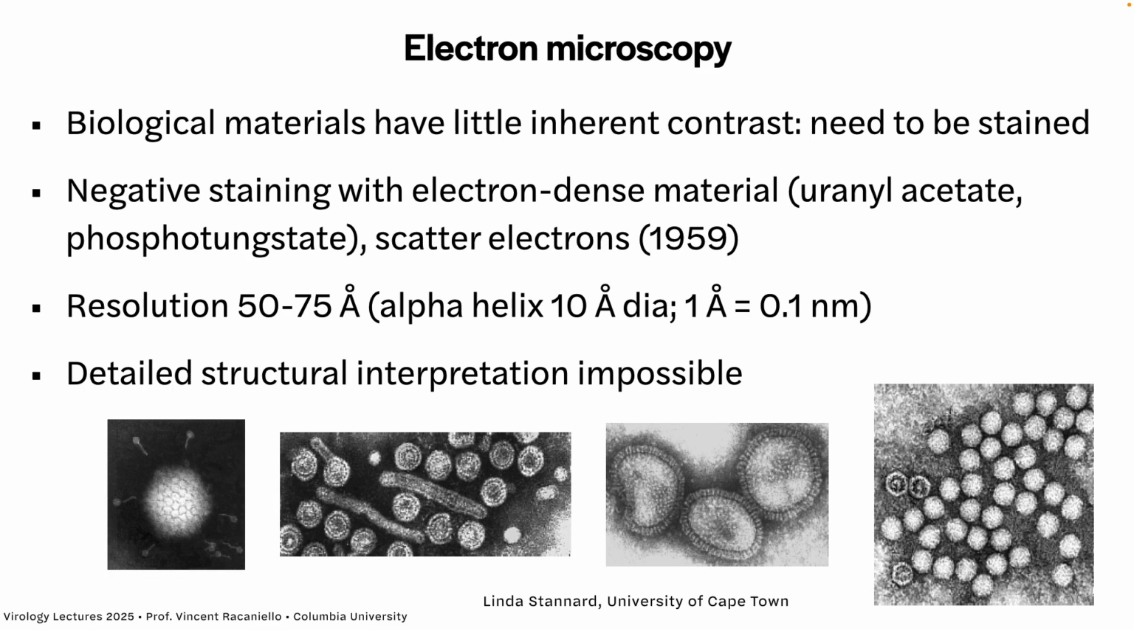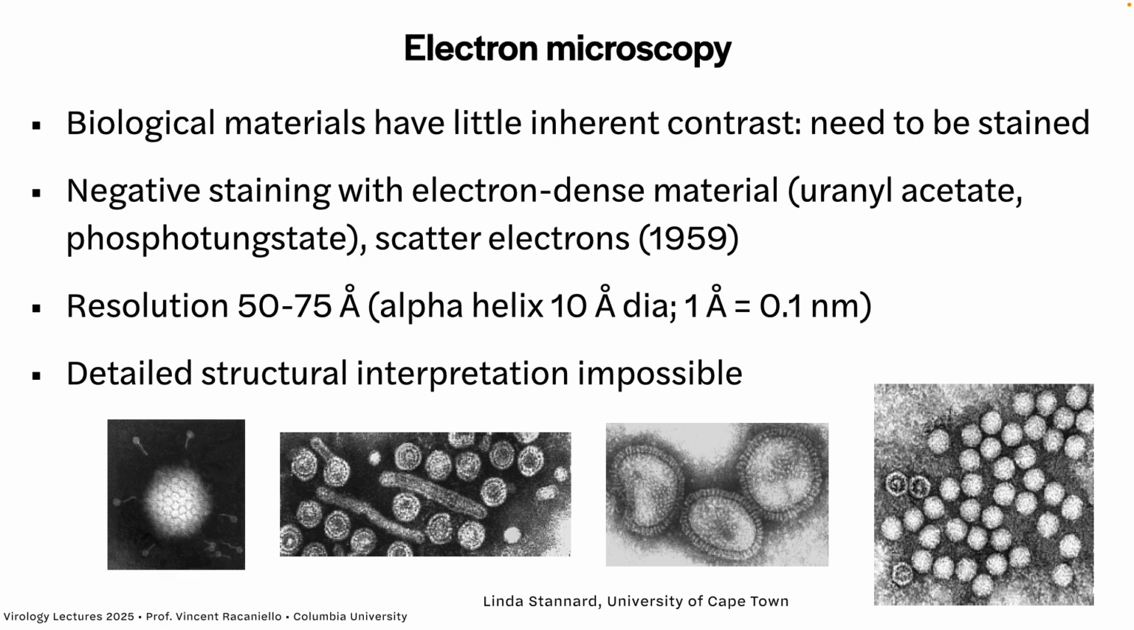There are several problems with electron microscopy, though, and that is that biological materials don't have contrast. They have very little inherent contrast, so you have to stain them. And for electron microscopy, we do negative staining with an electron-dense material that will scatter electrons. Okay, so the electrons will not pass through it. It will scatter them, and so you're basically getting a negative outline of the virus particle. Compounds like uranyl acetate and phosphotungstate are typically used to scatter electrons.